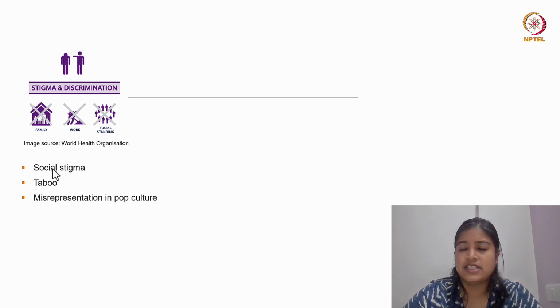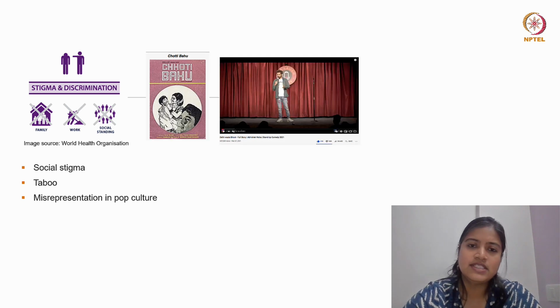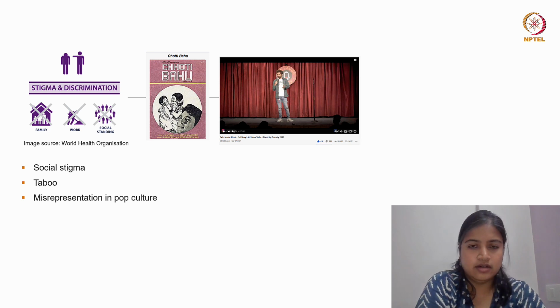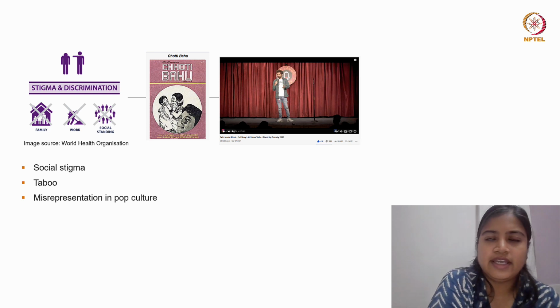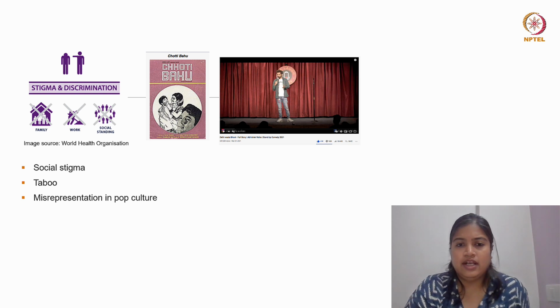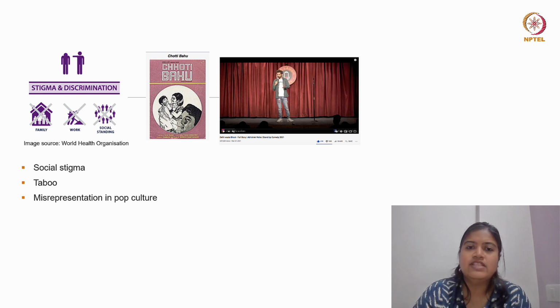The stigma and discrimination could be at home, at work, among social gatherings, and even in popular culture, where there often seems to be a misrepresentation of epilepsy. Here I have two examples. One is a movie that came out in the 1970s. Here the protagonist, played by Sharmila Tagore, has epilepsy, and we see how that affects her life.